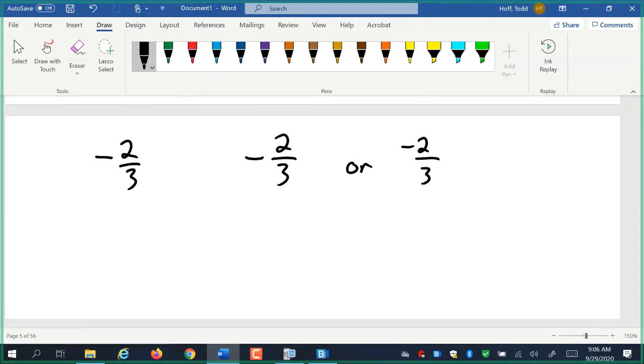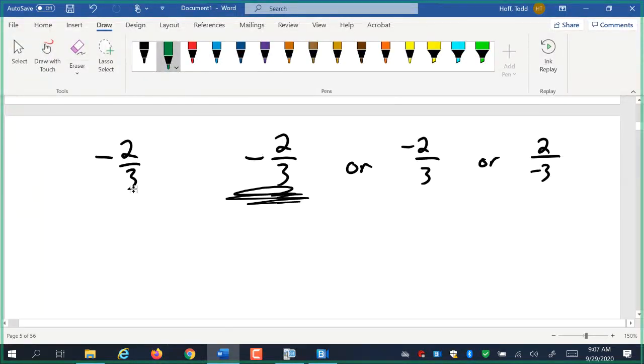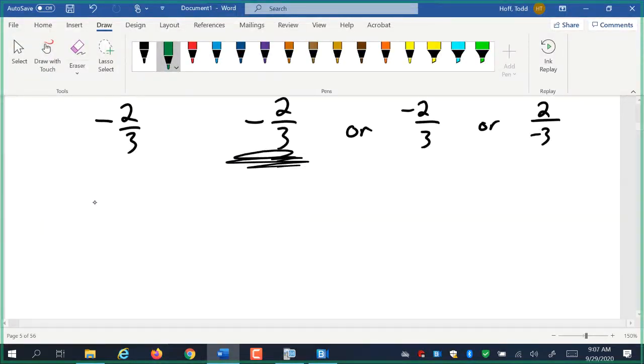A negative divided by a positive is still a negative, so it means the same thing as this. Or we can treat it as a 2 divided by a negative 3. Again, a positive divided by a negative is a negative, so it still means the same thing. The reason we do that is there are times where it's easier to have the negative out in front and just treat it as a negative fraction, like this.